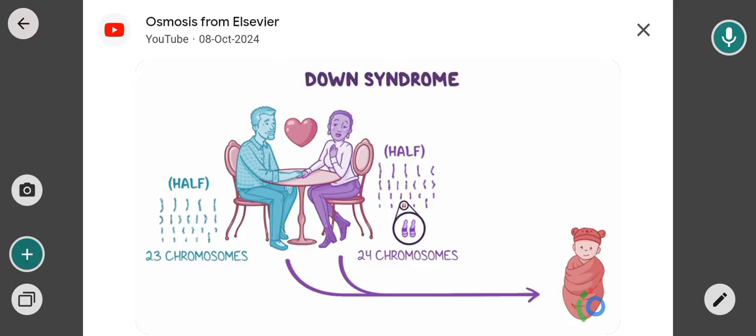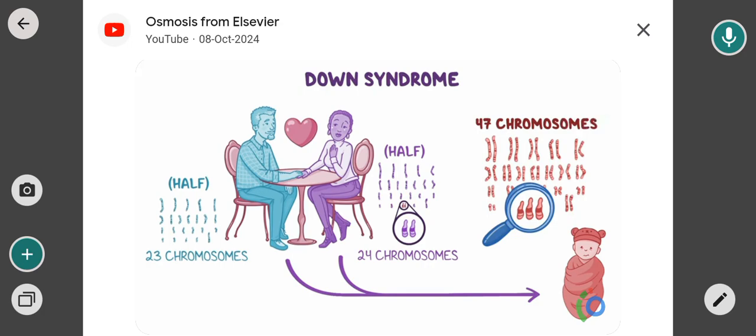Someone with Down syndrome has 47 chromosomes instead of 46. Specifically, they have an extra copy of chromosome 21, so instead of 2, they have 3. So Down syndrome is also known as trisomy 21, in other words, 3 chromosome 21s.